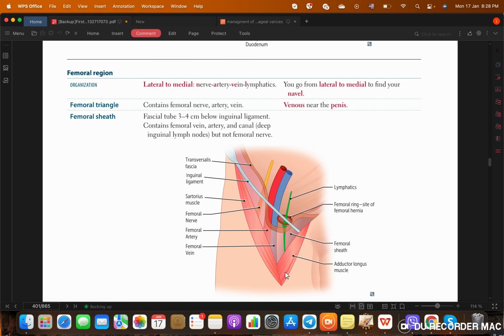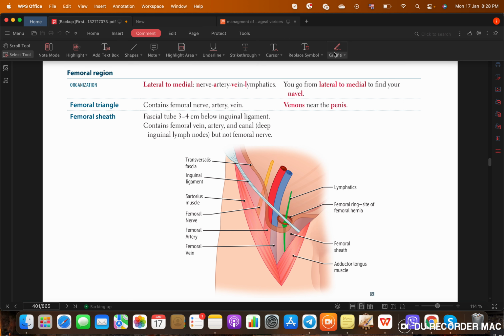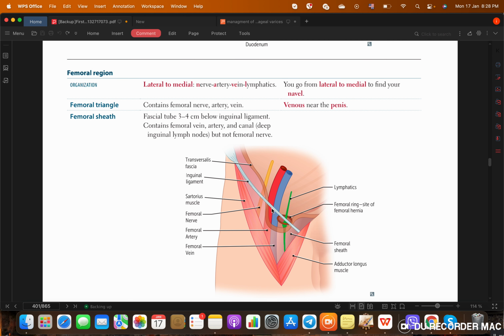The next thing we are going to speak about is the femoral region. So this is the femoral region. Keep in mind that we have this inguinal ligament. Under it is the femoral region, yes? So the organization, lateral to medial, is the following. We have NAVEL. I hope you know what navel is. It's like umbilicus. So you go from lateral to medial: nerve, artery, vein, and lymphatics. That's NAVEL: nerve, artery, vein, and lymphatic.